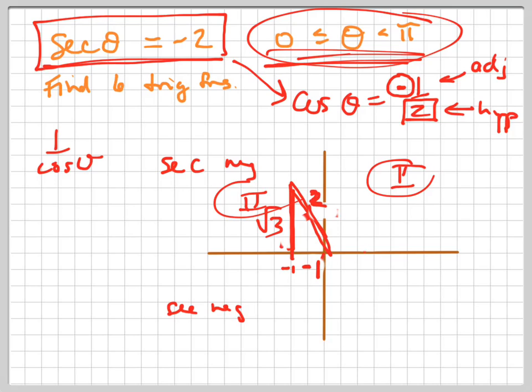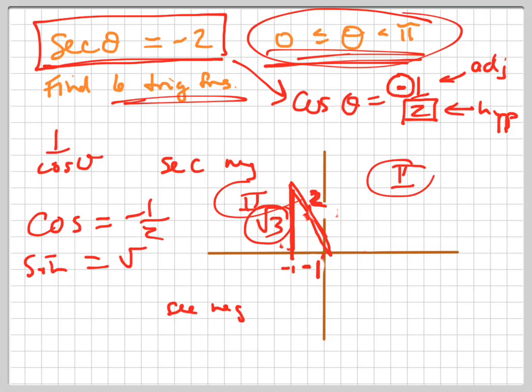And now we can make all of our other 5 trig functions. Well, we already know what the cosine is. The cosine is going to be -1/2. The sine, now I know that's √3, is √3 over 2. And notice it's positive because it's going up, right? The tangent is, remember, that's your angle, so it's the opposite over the adjacent, which is √3 over -1, which is -√3.